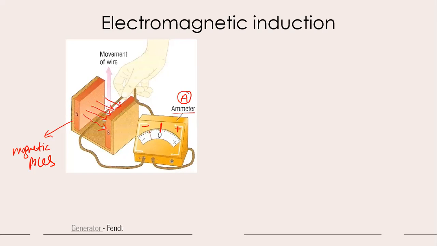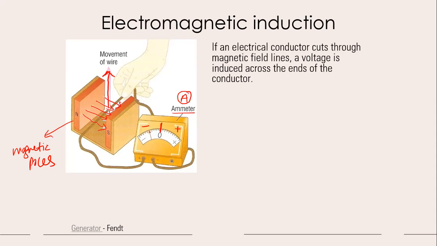What we're going to do is move the wire in an upward direction. When we move the wire upward, it experiences a changing magnetic field, like the magnetic field lines linking the wire are going to change, and this will result in a deflection in the ammeter. It means that to produce current or voltage in the wire, you have to move that wire inside a uniform magnetic field. So if an electrical conductor cuts through magnetic field lines, a voltage is induced across the ends of the conductor. If the wire is part of a complete circuit, a current is also induced.